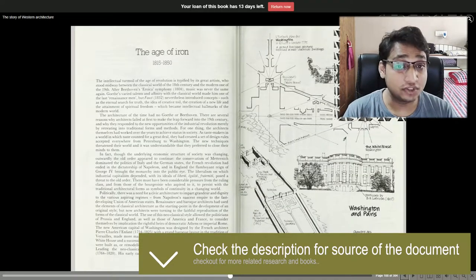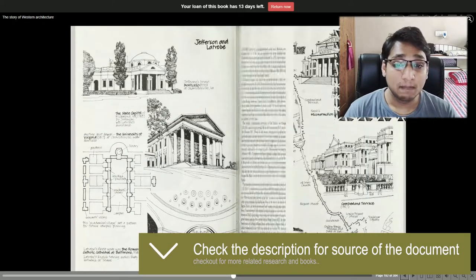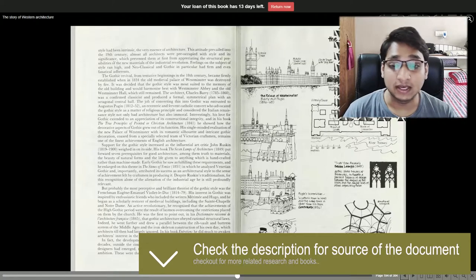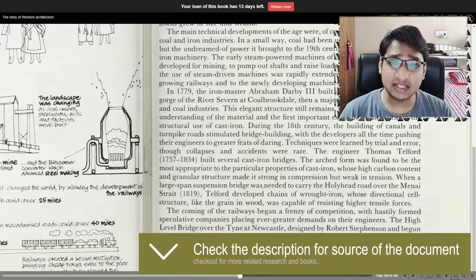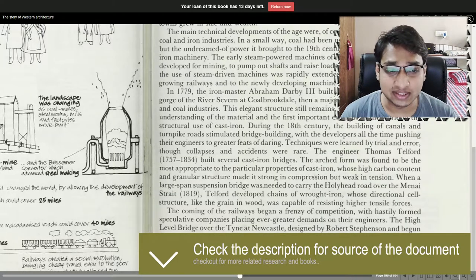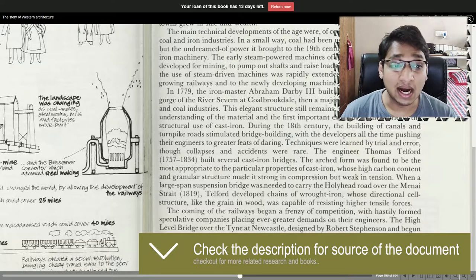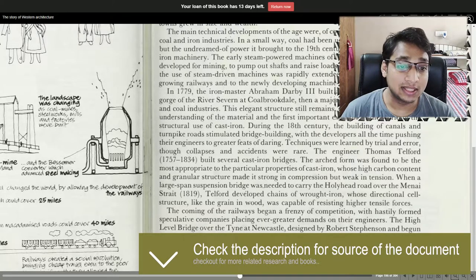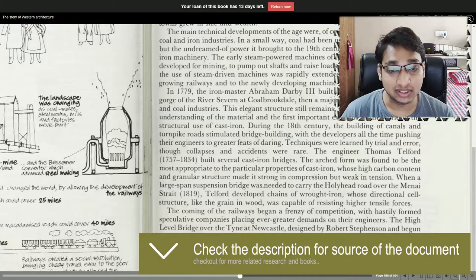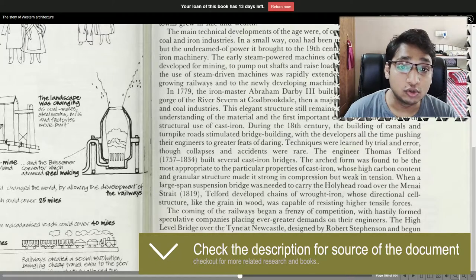We enter the age of iron. In this age, because of the materiality and the development of technology and how structures can be made lightweight, in 1779 we started to see huge influences in iron construction, like the arched bridges which we see now. At that time, ironmaster Abraham Darby built an arch bridge over the Gorge of the River Severn at Coalbrookdale, then a major center of the English iron and coal industries. This elegant structure still remains a testimony to its maker's understanding of the material and is the first important example in the world of the structural use of cast iron.